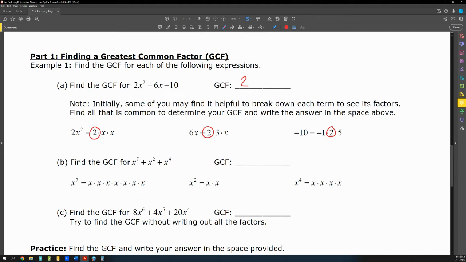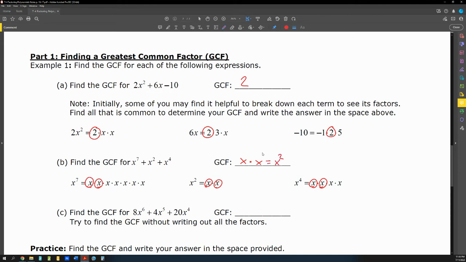For 1b, we have x to the 7th plus x squared plus x to the 4th. So we have x to the 7th is x times x times x times x times x times x times x. X squared is, of course, x times x. And x to the 4th is x times x times x times x. So we can find all the common factors that all three of these have. So we have 1x, we have 2x's, and that's it. That's all that all of them have in common. So our GCF is x times x, or x squared.